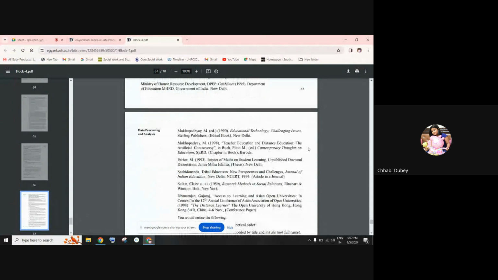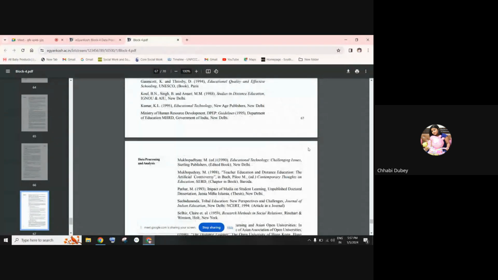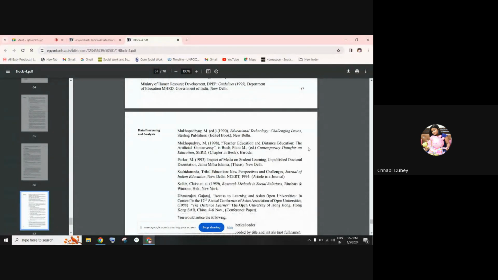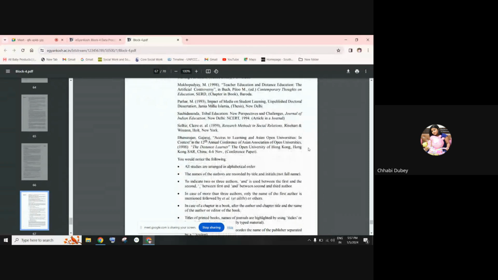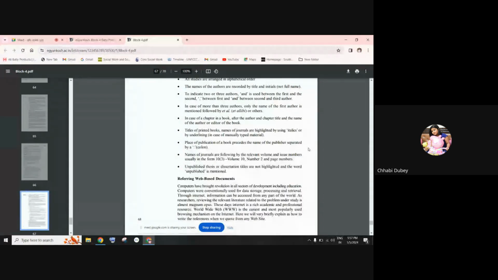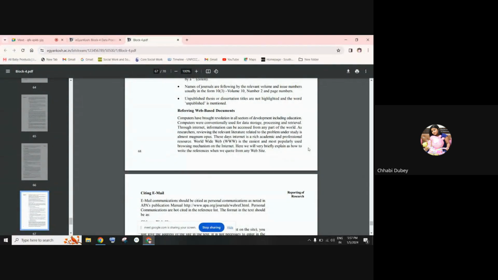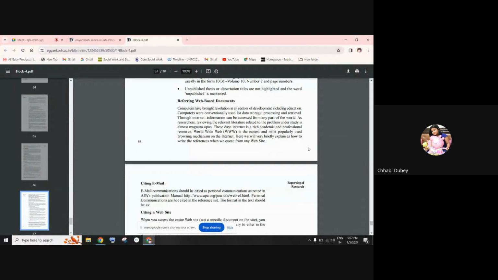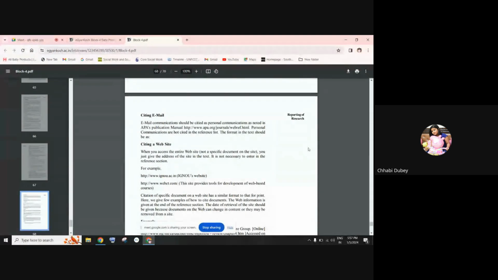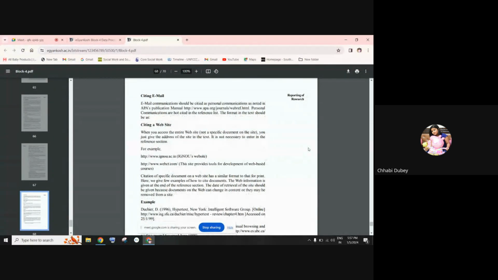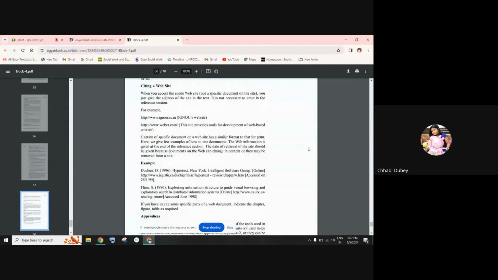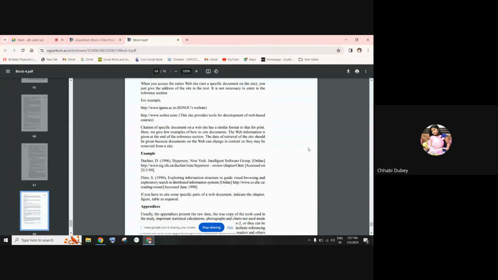So they have given an example of how these different references or different citations of authors can be done. Now, apart from this, any kind of other material that is used by the researcher in terms of web-based documents or citing emails or a website, these again have to be cited as per this.